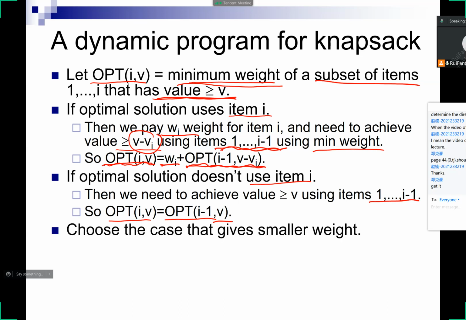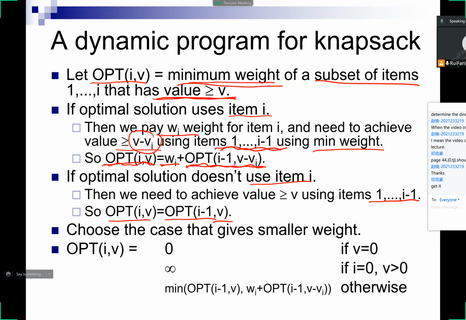We don't know which one is going to give you a smaller weight. It could be either the first one or the second one, and so we just consider both possibilities, and whichever one gives you the smaller weight, that's the one we're going to use.